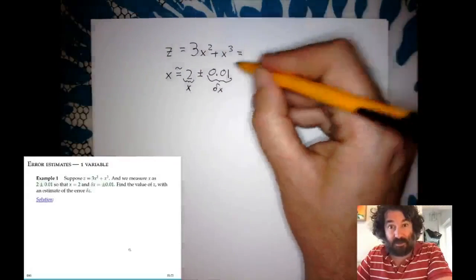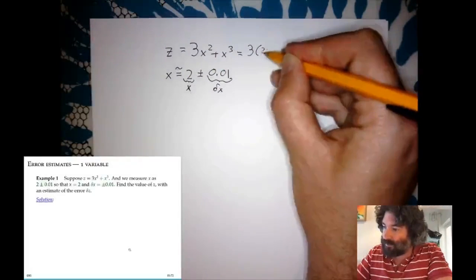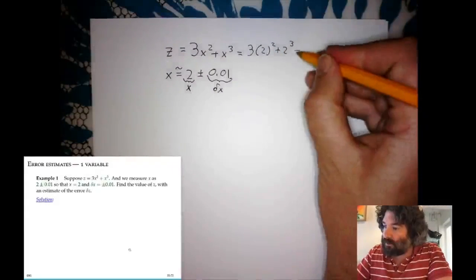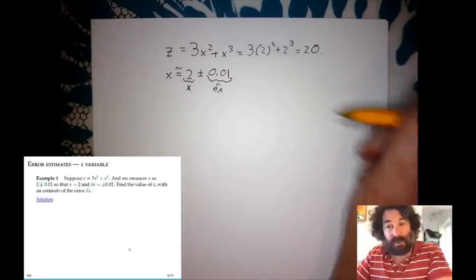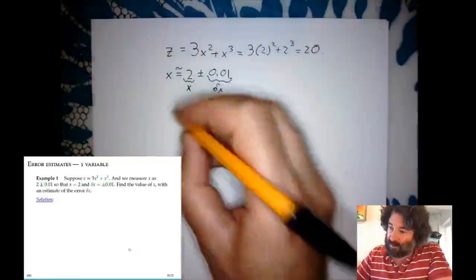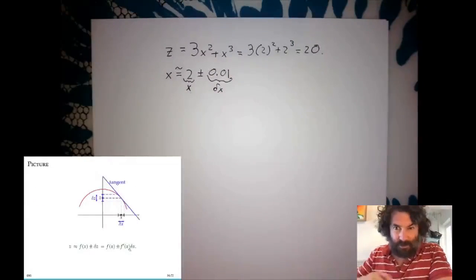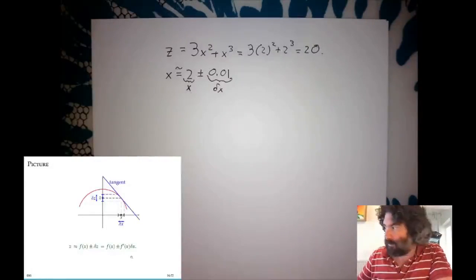X is 2, and so we plug in x equal 2 here. 3 times 2 squared plus 2 cubed is 20. But then what should the size of the error be? So based on the formula from the previous slide, maybe I can go back. Okay, so based on this formula for the error, the delta z is going to be this derivative of z with respect to x times delta x.